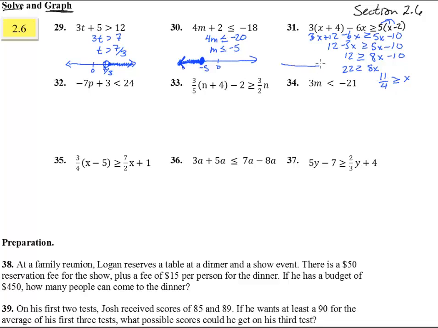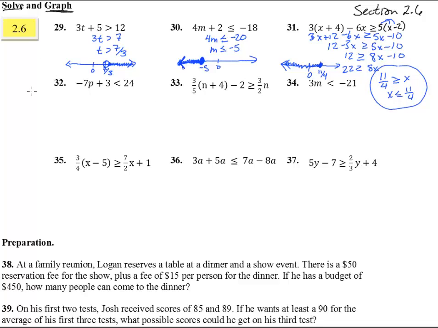So let's graph this. There's 0, there's 11 fourths, and the x is on the smaller side, so it goes like this. Solid dot because we're equal to, and x is smaller than. If that's a little bit confusing to you, realize that this is the same thing as x is smaller than 11 fourths. These are the exact same statement.